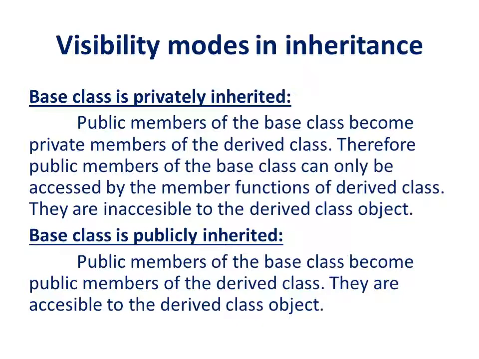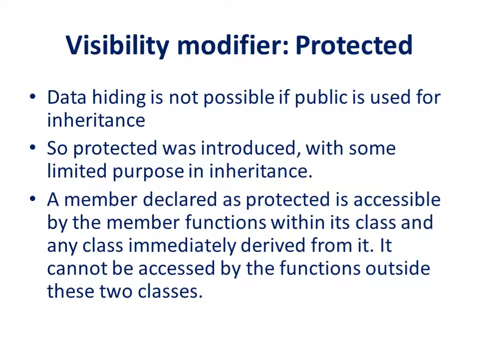So this is the visibility mode which we use in the derived class. If I use private as the visibility mode in my derived class definition, we will not be able to access the properties of the base class through the derived class object. So again, reusability becomes a big question mark. To overcome that, if I make those properties public, then the properties of the base class can be accessed by the derived class object. But here again, the data hiding concept can't be incorporated properly.